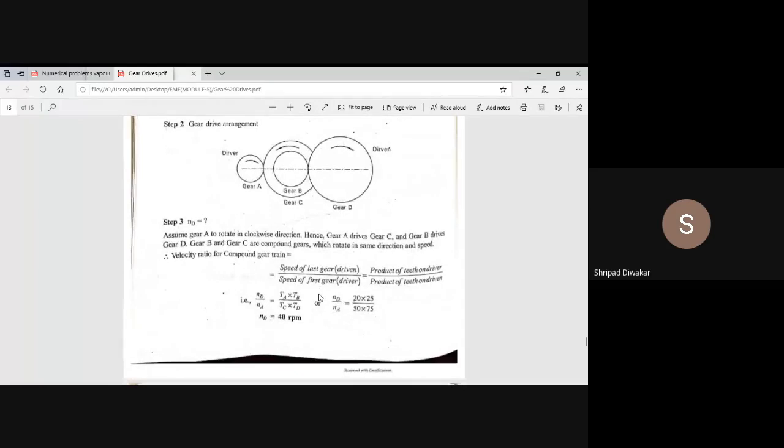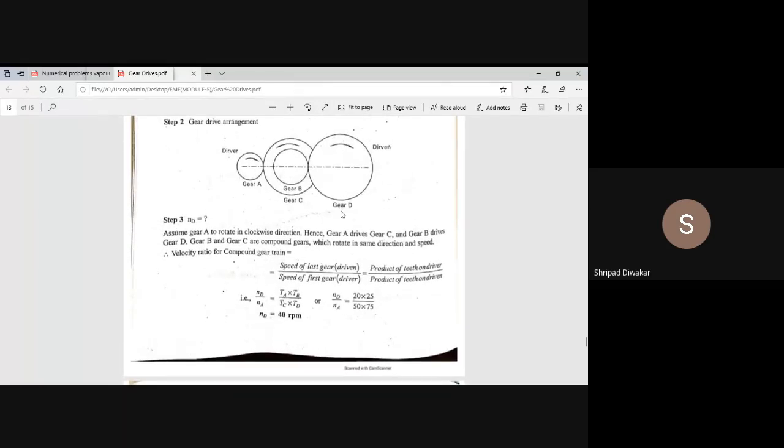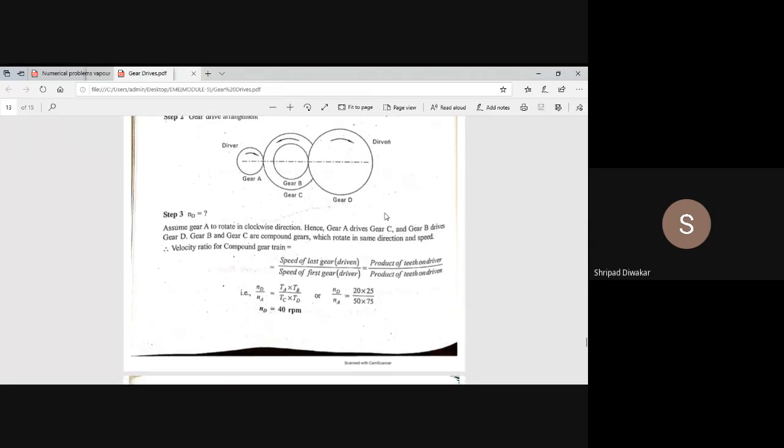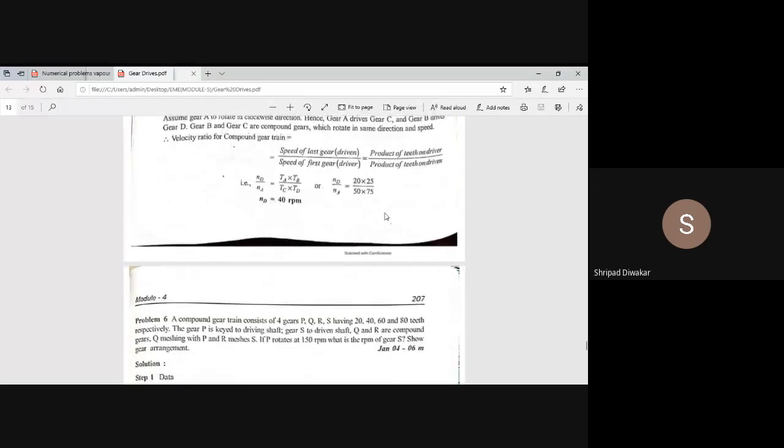You remember, the speed decreases as the number of teeth increases, because we have 75 teeth on the last gear. Due to this high number of teeth, the speed of the last gear decreases. So the speed of the last gear is 40 rpm. It's a very simple problem; only the sketching is important. You have to remember ND by NA equals TA into TB divided by TC into TD. By substituting all the values, we get the speed of the last gear as 40 rpm.